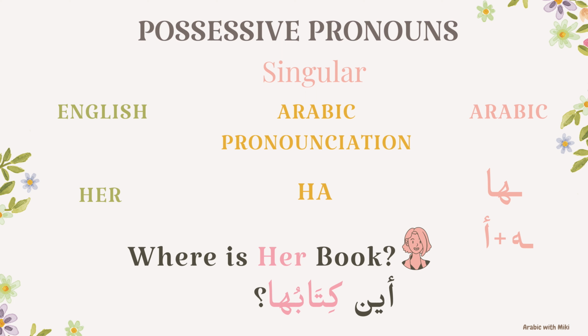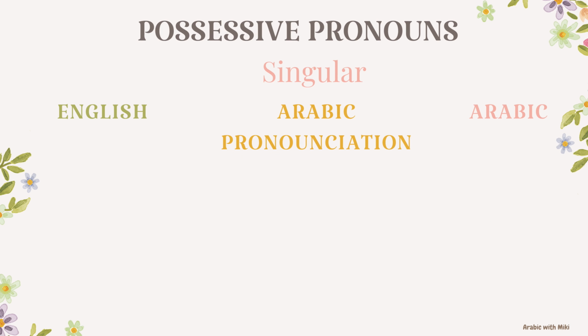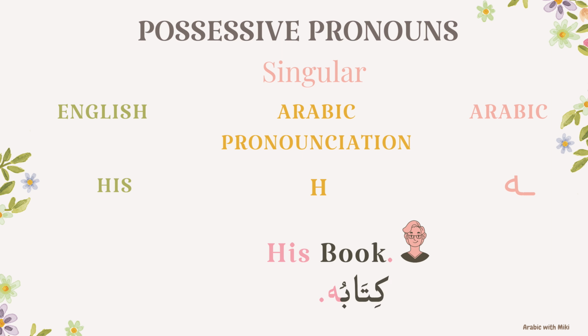We have reached the last singular possessive pronoun, his, and it's pronounced as hu in Arabic, and it's represented by the letter ha. An example for it, his book. It is pronounced and written like this, kitabuh, kitabuh.